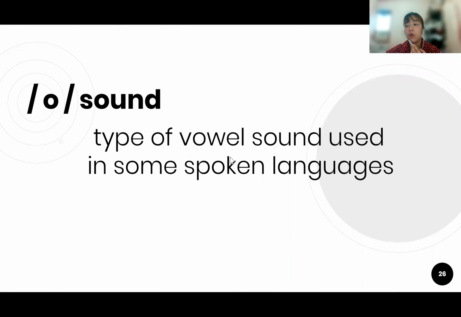Next, we have your closed O. Your closed O sound is round, and it's really the small letter O in how you write its symbol. It's the type of vowel sound used in some spoken languages. If your open O is sounded out as your open O, your closed O is sounded out the same way you say the letter name, O. That's really its sound, how you say this letter, O. That's also the sound of the symbol for closed O.